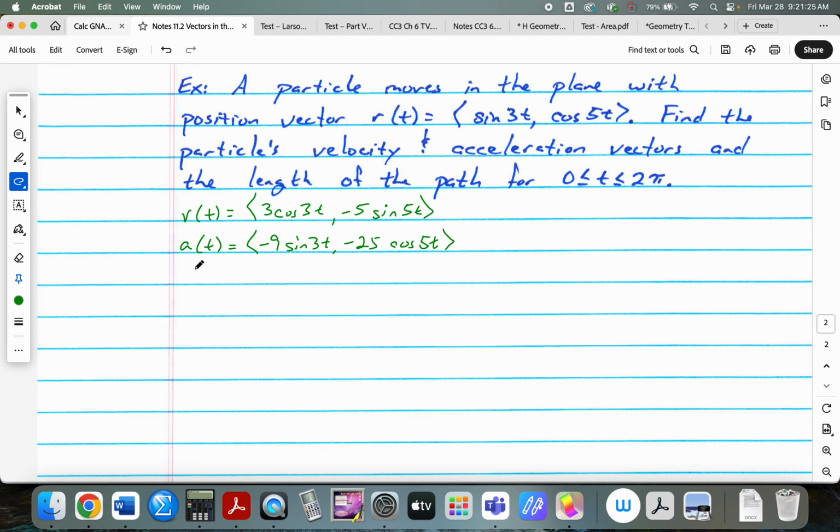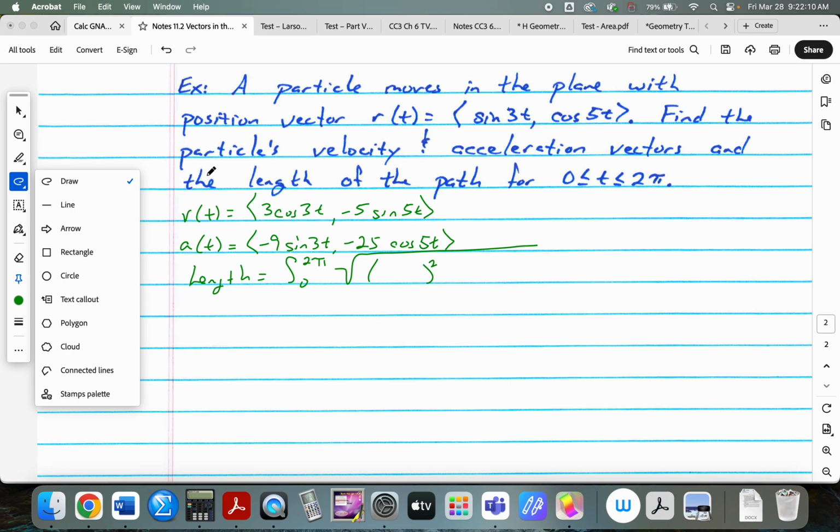And then the length of the path is just going to be, sine and cosine are both differentiable everywhere. So we have a smooth curve here. So the length of the path will be the integral from 0 to 2 pi of the square root of sine of 3t quantity squared. Oh, excuse me. My fault. I accidentally looked at the wrong one. So the velocity vector.